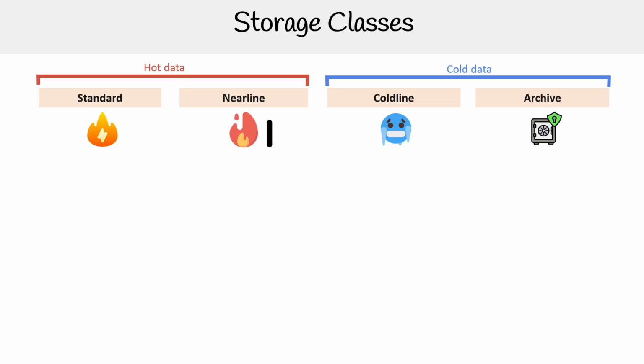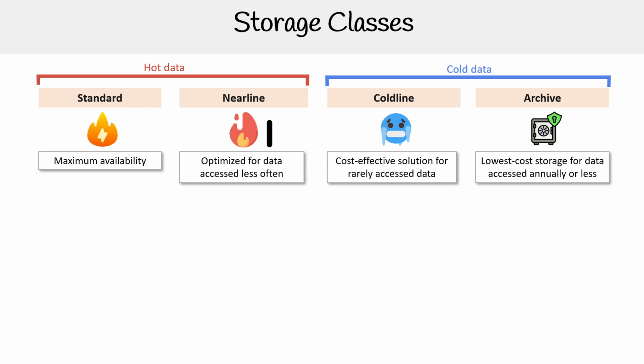All right, let's compare our storage classes for Google Cloud Storage Bucket. We have standard, nearline, coldline, and archive. There's also autoclass. We'll talk about that separately. But let's just get a quick summary of these 4 levels. So for standard, it gives you the maximum availability. If you don't know what to do, choose standard.